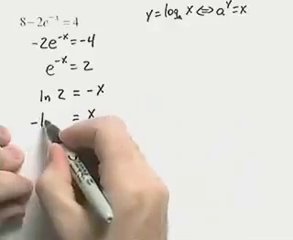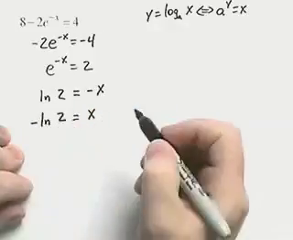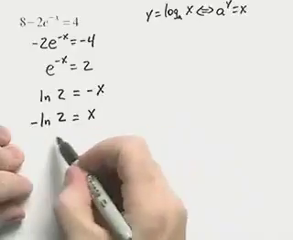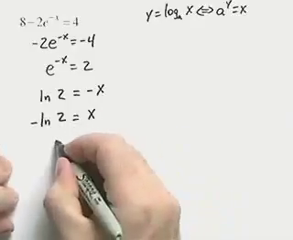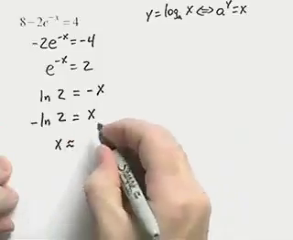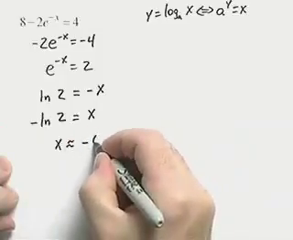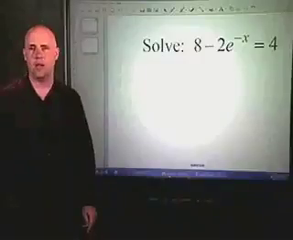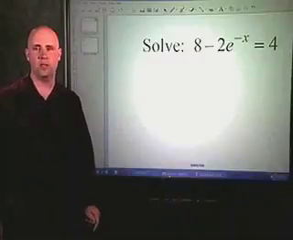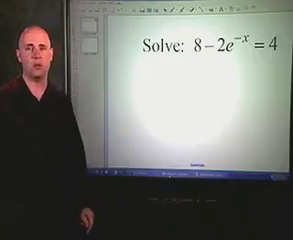So x is equal to negative natural log of 2. Now this is the exact number, but if we'd like to put this in our calculator and approximate that, we'd see that x is approximately negative 0.693. Now that we've solved this equation algebraically, let's move to our Smartboard interactive whiteboard and solve it using a graphing utility.